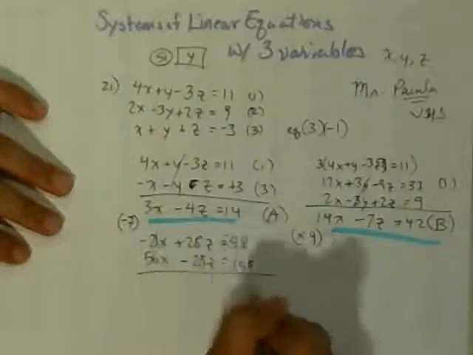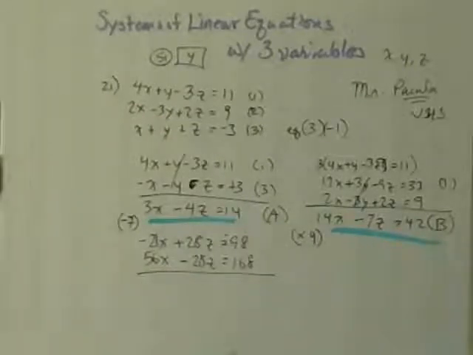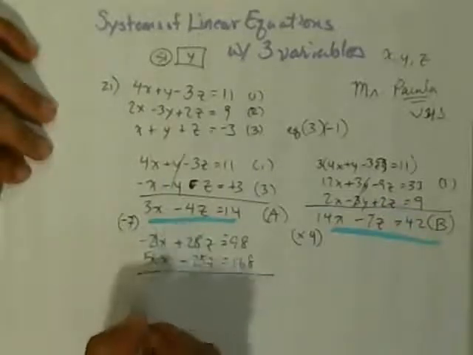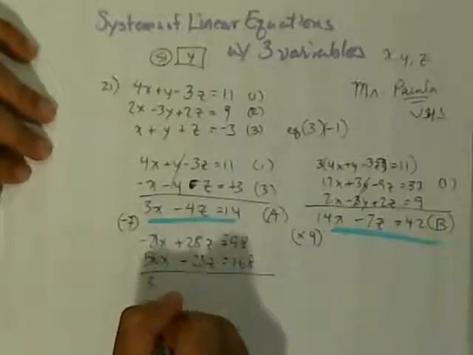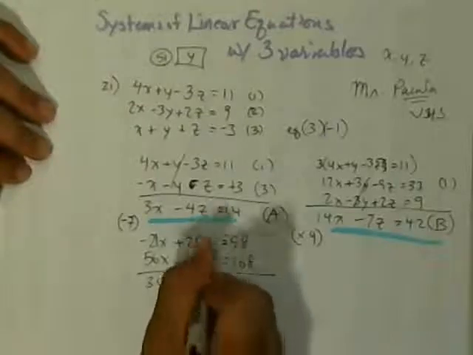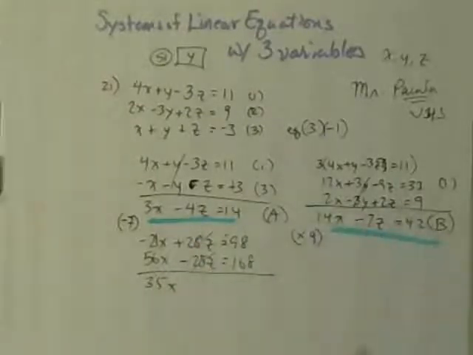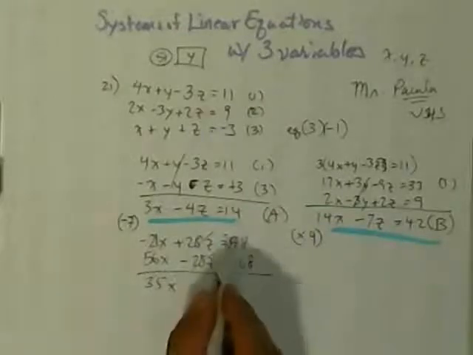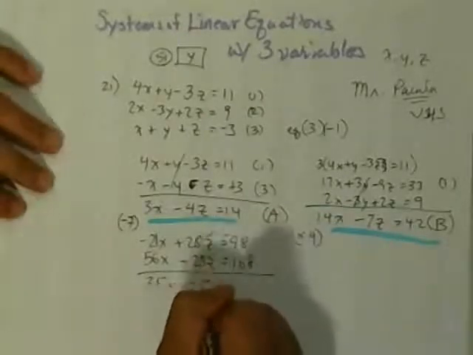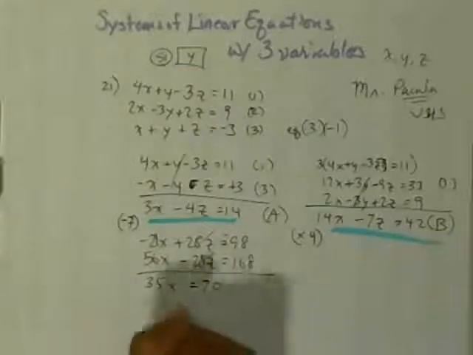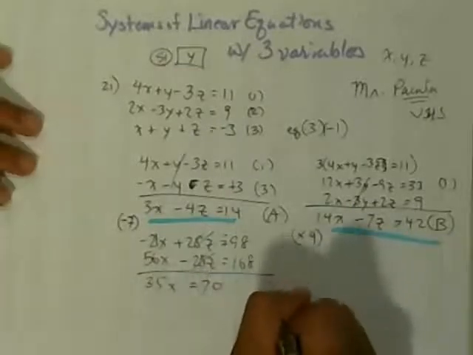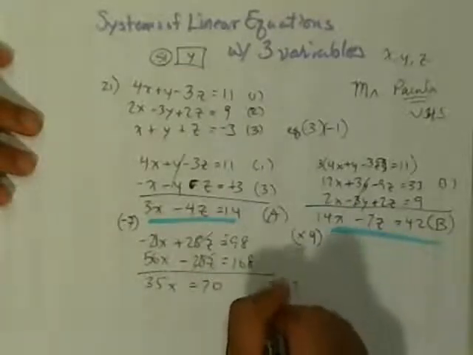And so you end up with a very big number. I hate working with big numbers, but it's okay. 56 minus 21 is going to be 35x. These cancel. 168 minus 98 is going to be 70. Divided by 35, I get x is equal to 2.